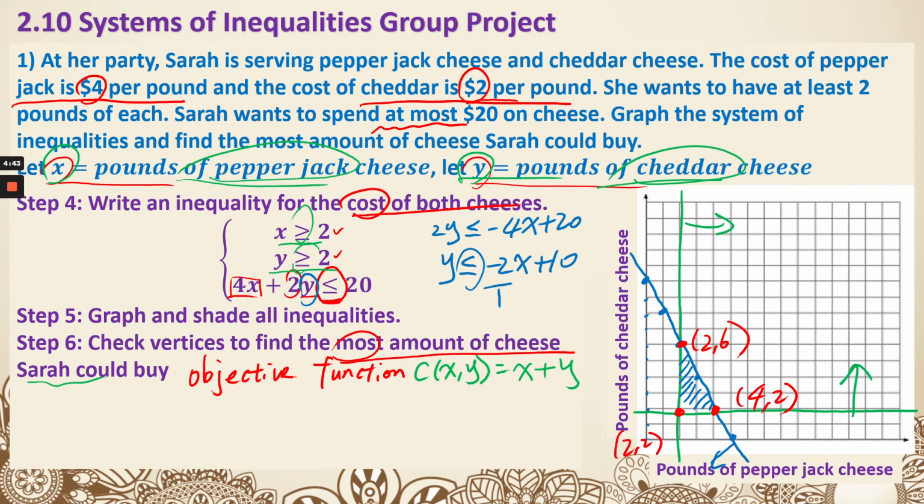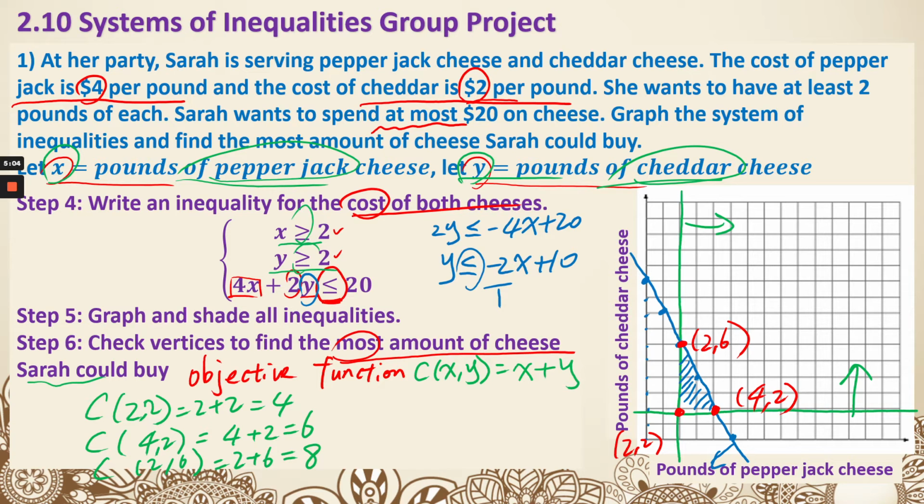Now we're going to use the points to find the maximum. First, 2, 2. That's going to be 2 plus 2, which is 4. Next, 4, 2. So add them together. 4 plus 2, that's going to be 6. And then 2, 6, add them together, 2 plus 6, that's going to be 8. And as you can see, this actually is the greatest, so maximum equals 8 at 2, 6. That's question 1 on the project.